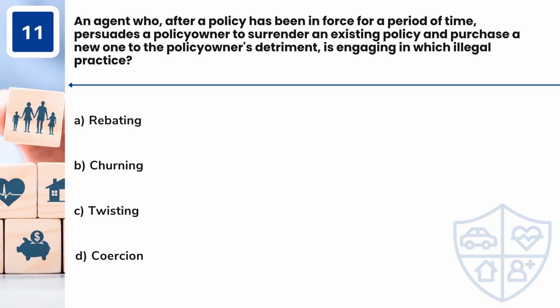Question 11. An agent who, after a policy has been in force for a period of time, persuades a policy owner to surrender an existing policy and purchase a new one to the policy owner's detriment, is engaging in which illegal practice? A. Rebating. B. Churning. C. Twisting. D. Coercion.